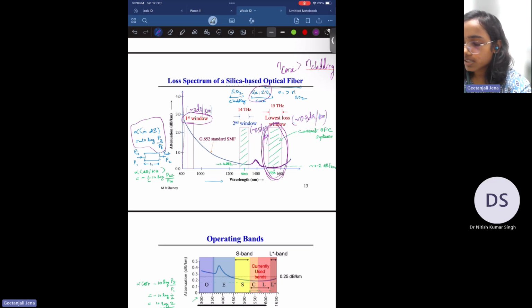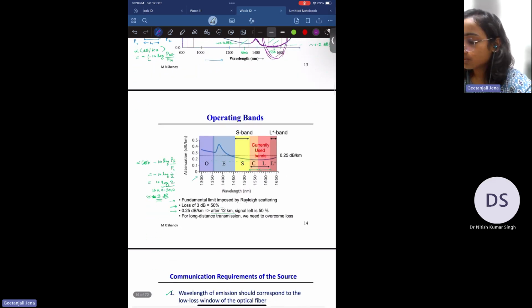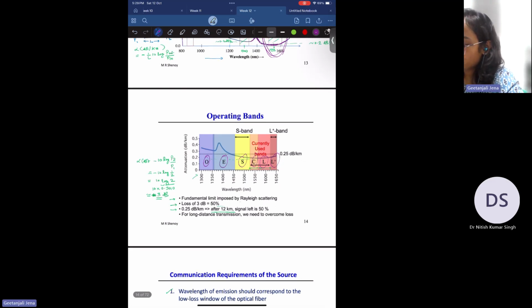So alpha, that is the loss, is defined as minus 10 log P2 by P1. The operating band is around 1550 nanometer. Now we have subdivided the band from 1300 to 1650 nanometer into sub bands: the old band, which was used earlier, the extended band, the S band, the conventional band, the long band, and the extended long band. The currently used one is around 1550 nanometer, where we see a loss around 0.25 dB per kilometer.